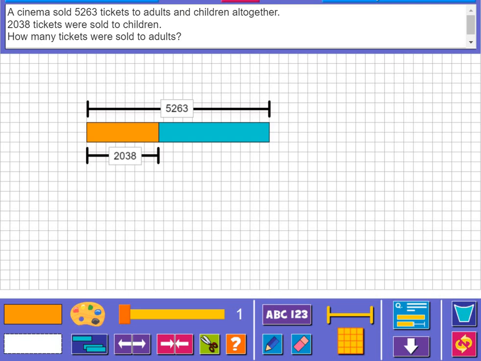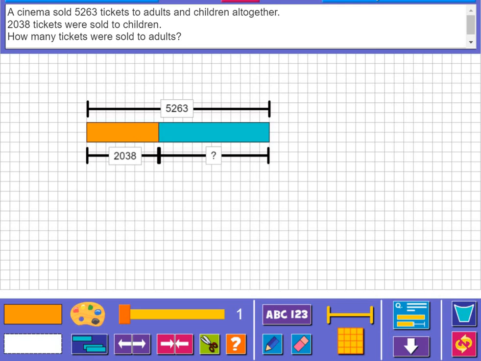How many tickets were sold to adults? I have to put that information as well on my model to understand whether I have to subtract or add. This is the part which means the part of adults, and I'm going to put a question mark over there. If you look at your model, you have transferred all the information given in a problem in your model. This is called part whole model. We know the whole, which is 5,263. And we know a part of it which is 2038.